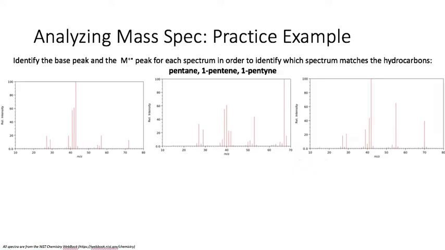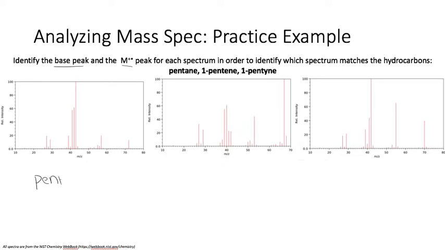So if I further expand on that, let's identify the base peak and the M+ radical peak for each spectrum, in order to help me identify which one matches the following hydrocarbons: pentane, 1-pentene, and 1-pentyne. Taking this from the beginning, the first thing I would recommend doing is getting the molar mass of each of these compounds. That can help you predict which structure is which, and then that will help you figure out the base peak and the M+ dot peak. Right away, you could probably analyze the base peaks if you wanted to, but let's start by calculating the molar mass of each compound first, then relate that back to our structures.